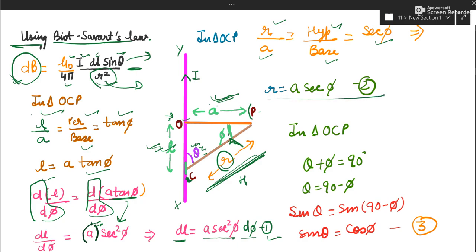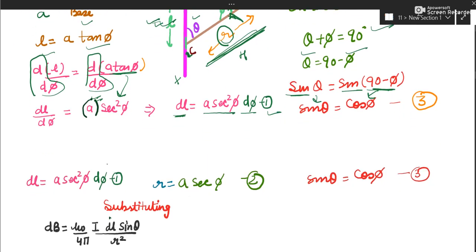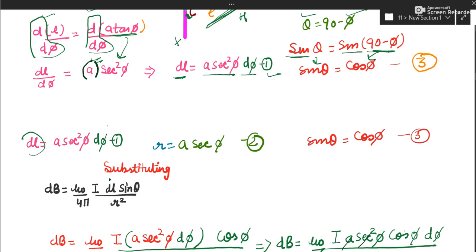So my R is also ready. Two quantities are ready. Now talk about theta. Can you see theta here? Yes. Theta and phi will make a sum of 90 degrees, so theta is equal to 90 minus phi. We will take sine on both sides. So sine theta is equal to sine of 90 minus phi, which is cos phi. So I am ready with all three: dl's value in terms of a and phi, r's value in terms of a and phi, and sine theta in terms of phi.